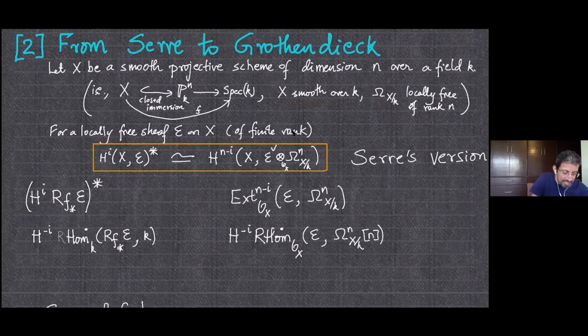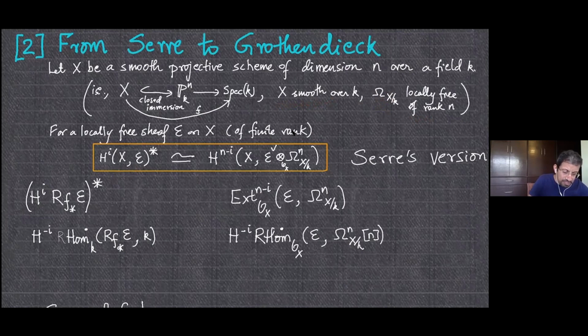So under that situation, the statement of Serre duality is the following. We mentioned this last time. The dual of the ith cohomology of E over X, where E is a locally free sheaf of finite rank, is isomorphic to the n minus ith cohomology of E dual tensor omega n. So this is Serre duality.